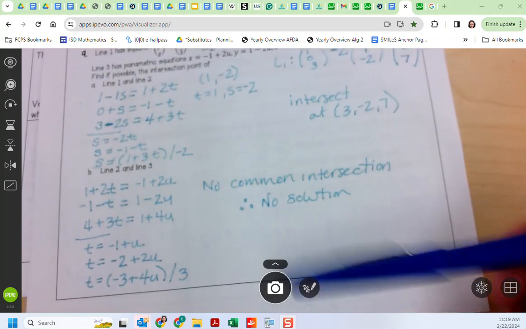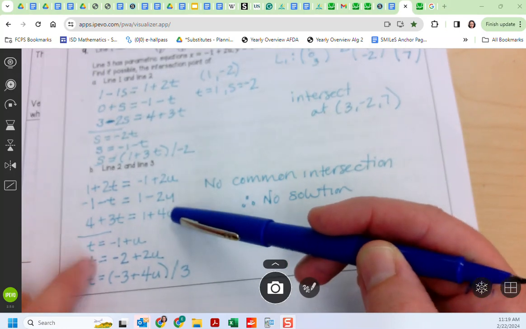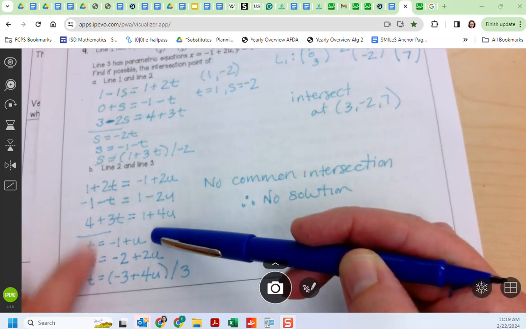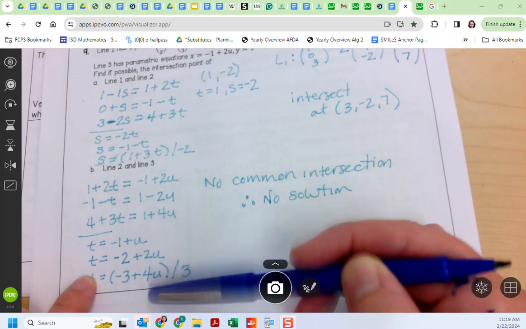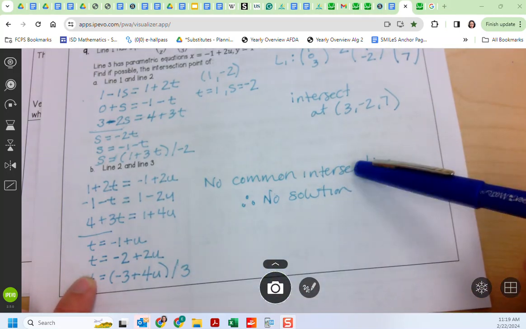For lines 2 and 3, I did the same thing, but when I graphed the 3 lines, and this time I isolated t, they didn't cross at the same point. So that means that there's no solution. There's no common intersection.